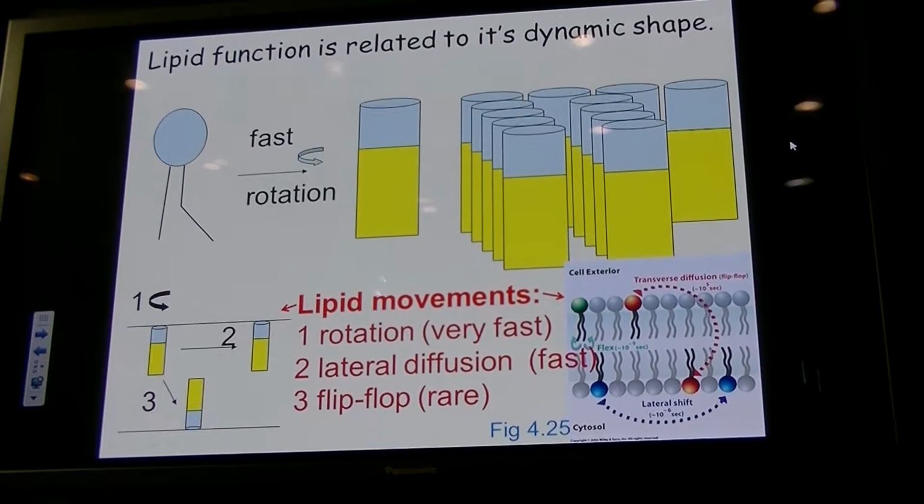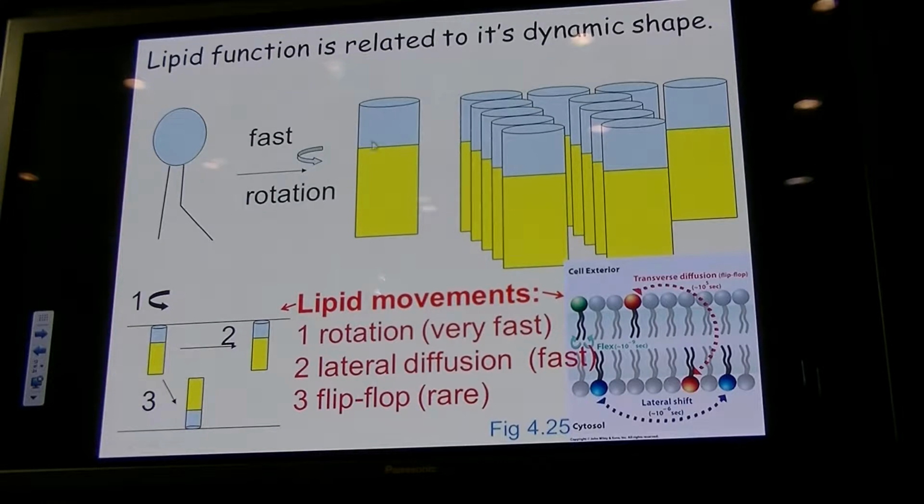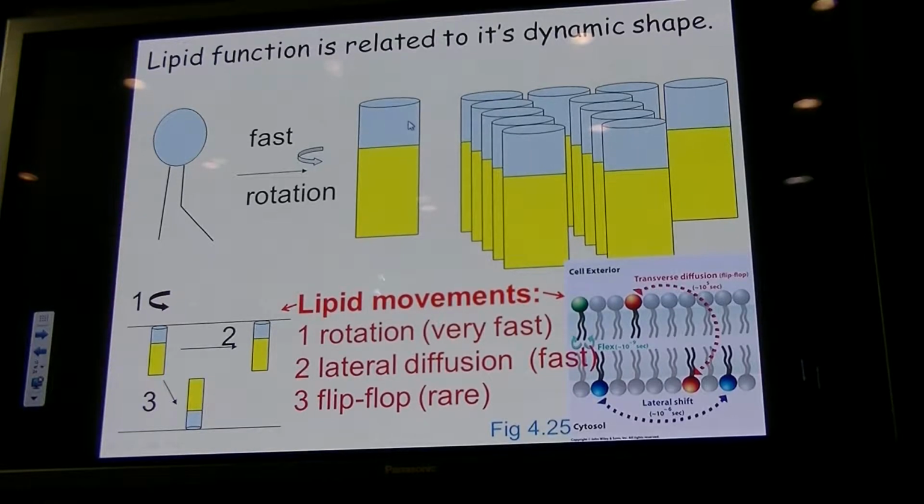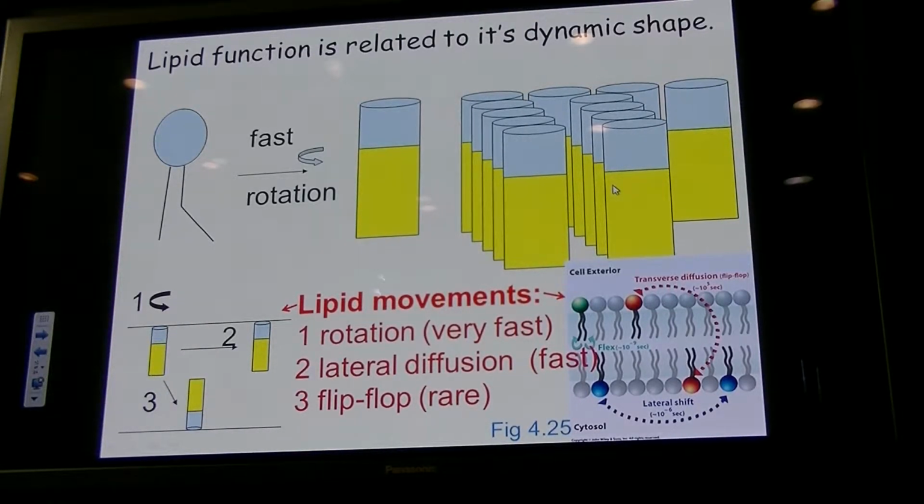Okay, now this shape is a cylinder, which is what we're getting, and the average cross section through the head group and the average cross section through the lipid part is about the same. You get about the same cross-sectional area here and there, and you get a cylindrical shape. But it can be different. It can be that the head group is relatively small or relatively large.